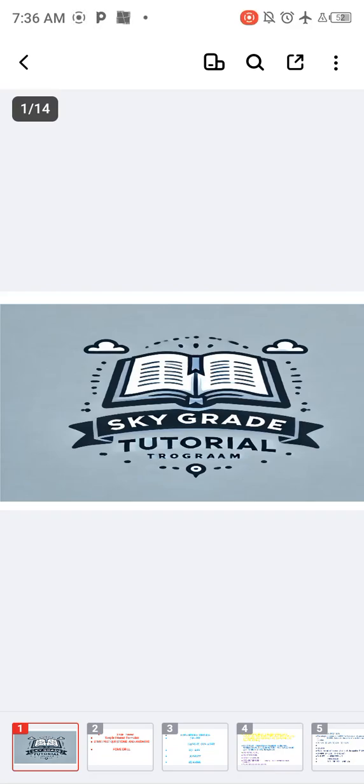Welcome to the SkyGrid tutorial. In this tutorial, we will learn simple interest. We will dwell majorly on the formulas of simple interest. By the end of this tutorial, you'll be exposed to different ways questions are asked in simple interest, and you will be able to solve them without finding it difficult.